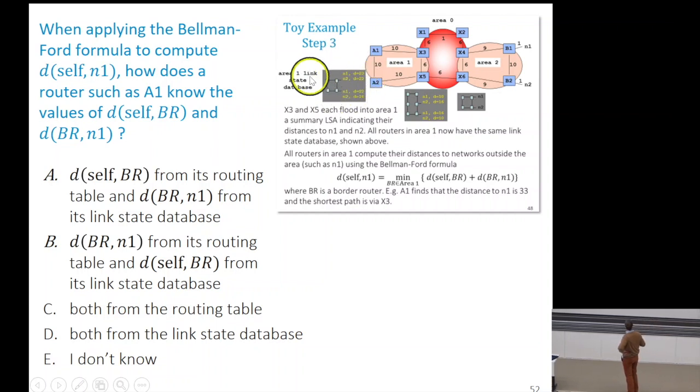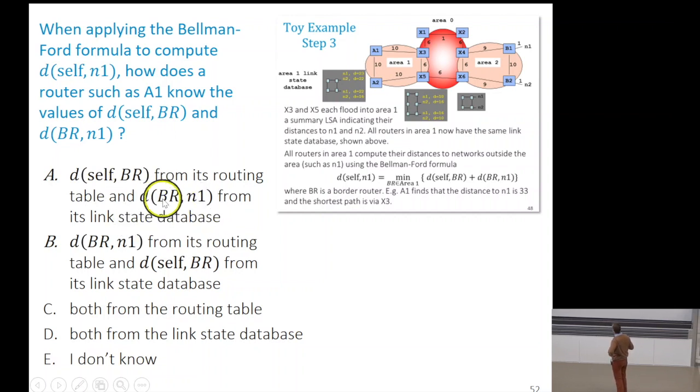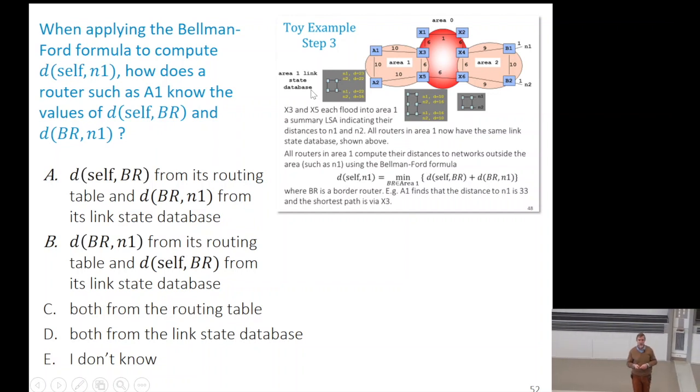So it knows the distance from this map. It will know what is the distance from the border router to N1. This is the yellow things. So it will know this from the link state database. The distance from itself to the border area router is not in the map, but it's in the result of the Dijkstra computation done in the area by router A1. So the correct answer is A here.